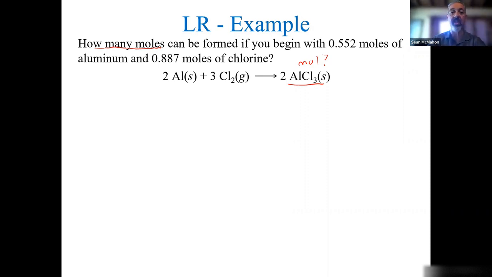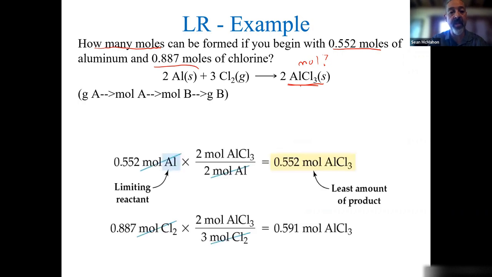You do each quantity. So I'm going to convert the 0.552 moles of aluminum to moles of aluminum chloride and the 0.887 moles of chlorine to moles of aluminum chloride. So how am I going to do that? Well, I start with 0.552 moles of aluminum. There's 2 moles of aluminum to 2 moles of aluminum chloride. The moles of aluminum cancel. I'm left with units of moles of aluminum chloride, which is 0.552 moles. Then I do the same thing. I run the calculation.